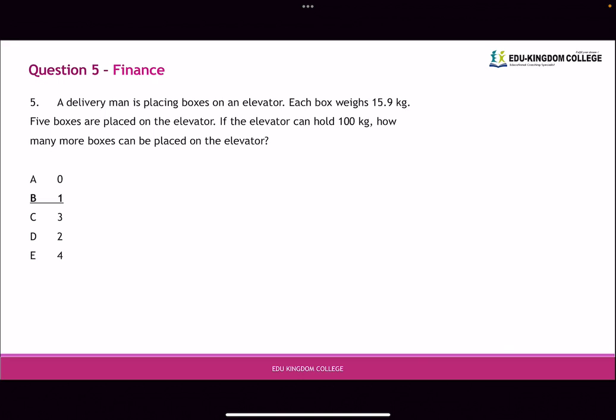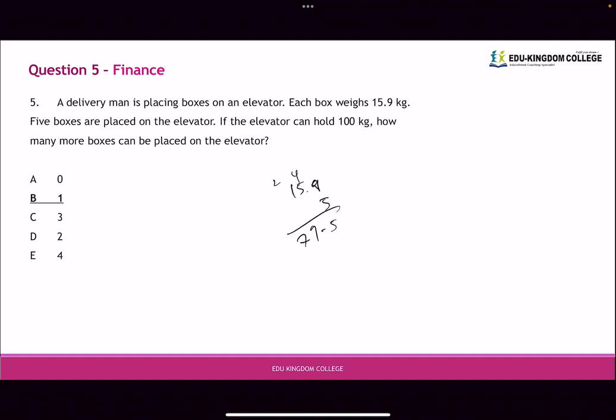Question 5. A delivery man is placing boxes on an elevator. Each box weighs 15.9 kilograms. So 5 boxes are placed on the elevator. So how many kilograms is that? So 5 times 9, that should be a 9, sorry, if you can read that. So 5 times 5 is 25, plus 4 is 29, take over the 2. So 79.5.